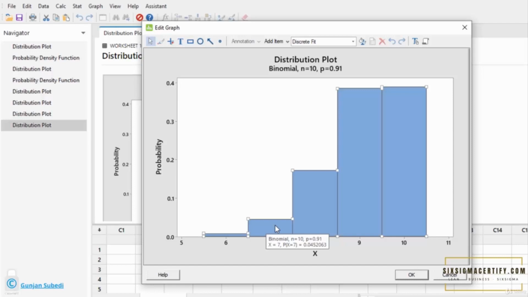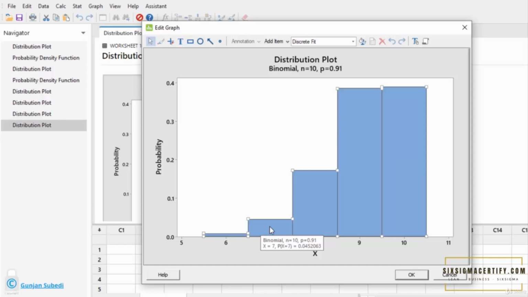Another question was the probability of landing all the flights in time. All the flights means 10 out of 10 are landing in time. So we go here where the n is 10 and x is also 10. The probability of X equals 10 is 0.389.